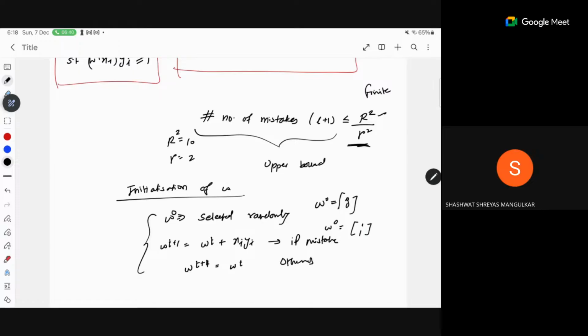Is that correct? The only thing which is guaranteed is that it will converge, and the number of mistakes will be upper bounded by this. So that means it cannot go beyond. For these particular values, it cannot go beyond 5. Whatever W you choose, the number of mistakes will never be 6 or 7 or like that. You understand the point? The maximum number of mistakes is 5 in this particular example. Is that okay? I hope it is clear.